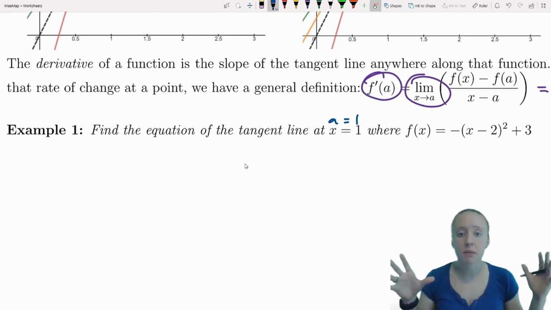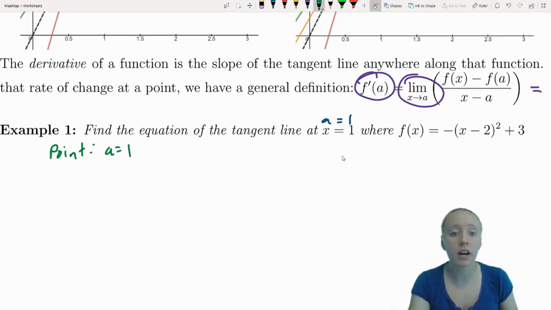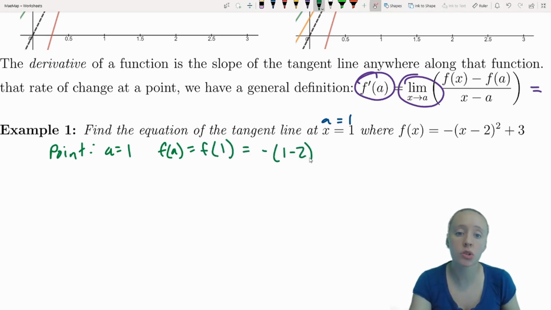So let's do the easy part first. Let's first find that point. I'll label that we're finding the point now. All we need to do is plug in our a value. So plugging 1 into our original function will give us x comma y. So we're going to do f of a, which is going to be f of 1, and that's going to be negative (1 minus 2) squared plus 3.